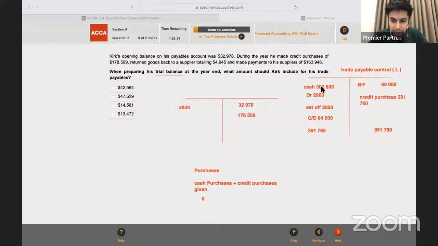And payments to suppliers, here, payments means cash paid, 163,948. Now close the account and find the carried down. That's all you should do. So the answer will be 32,978 plus 178,509 minus 4,945 minus 163,948. The correct answer is 42,594. Right. That's the correct answer. So just prepare a basic control account and find the carried down. That was the requirement.